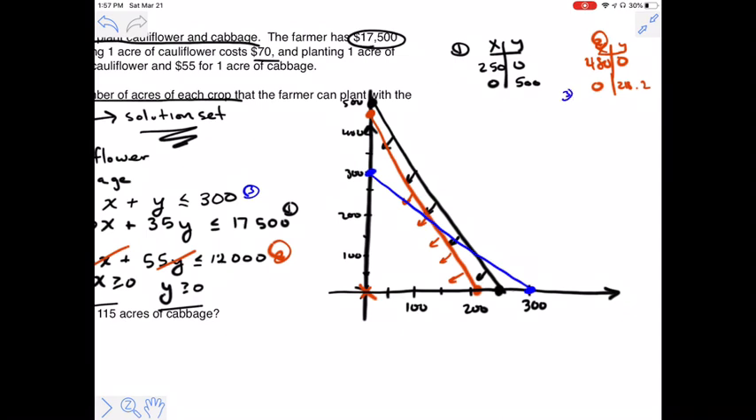So if we kind of did that backwards, I apologize. If we let x equal 0, then y equals 300. If we let y equal 0, then x equals 300. There we go. And to figure out the shade, we're going to do a test point. If x and y are both 0, then we have 0 is less than or equal to 300, which is true. So we're going to shade underneath that one as well.